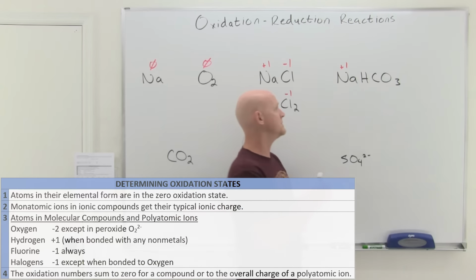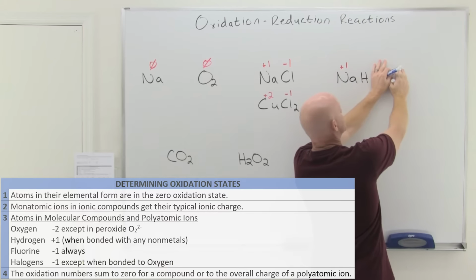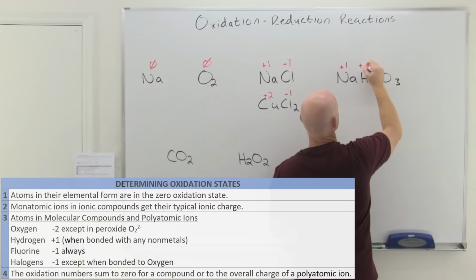And so actually we can assign it now. Hydrogen's with some combination of nonmetals. Had this just been sodium hydride, with hydrogen with a metal only, that's when it would have been -1. But if it's present with any other nonmetals in the compound, it's going to be +1.